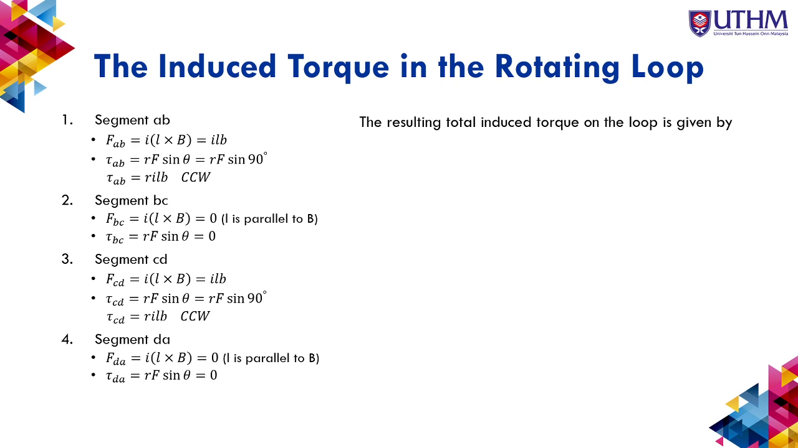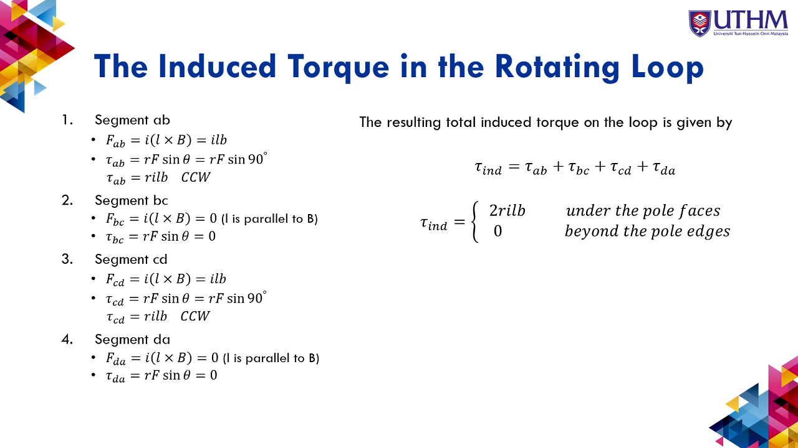The resulting total induced torque on the loop is given by adding everything. We name it the torque induced, equal to torque AB, torque BC, torque CD, and torque DA. We add together, and the resulting torque is 2RILB.